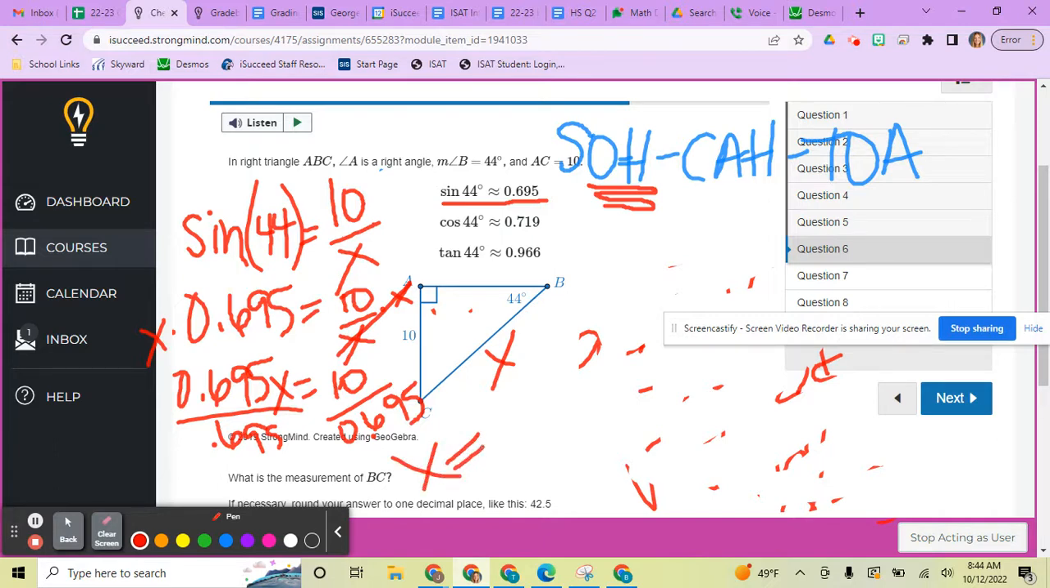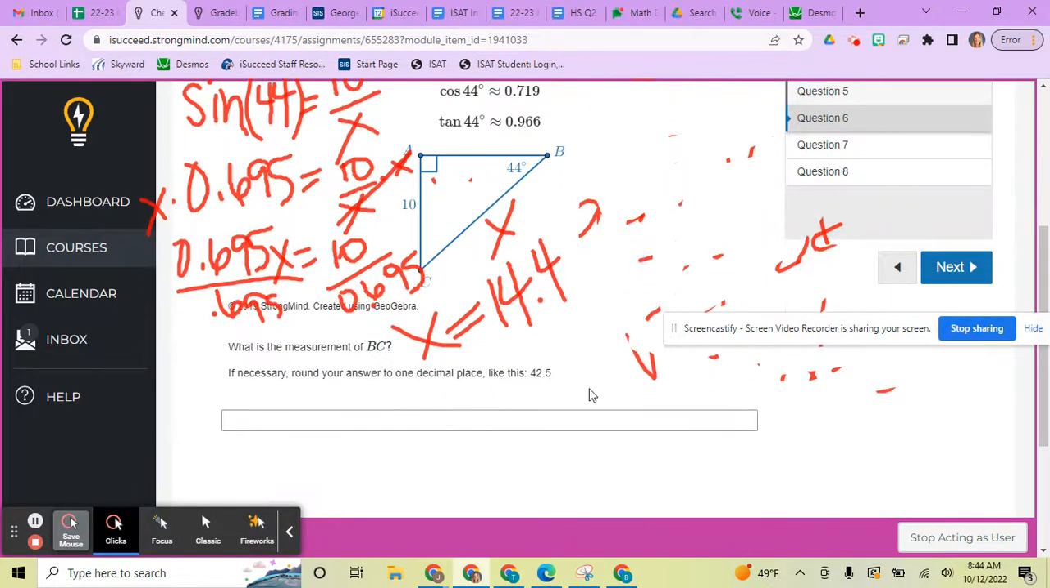And let me do 10 divided by 0.695. I get 14.39. I guess they only want it rounded to one decimal place, so 14.4.